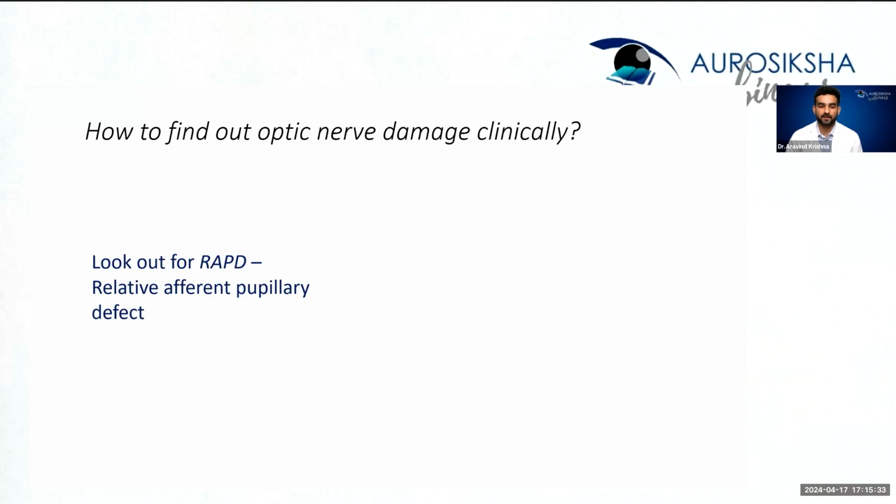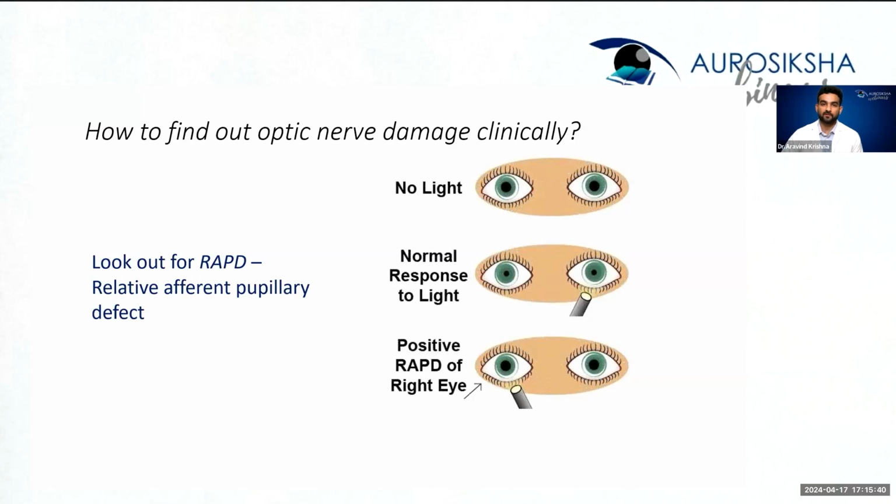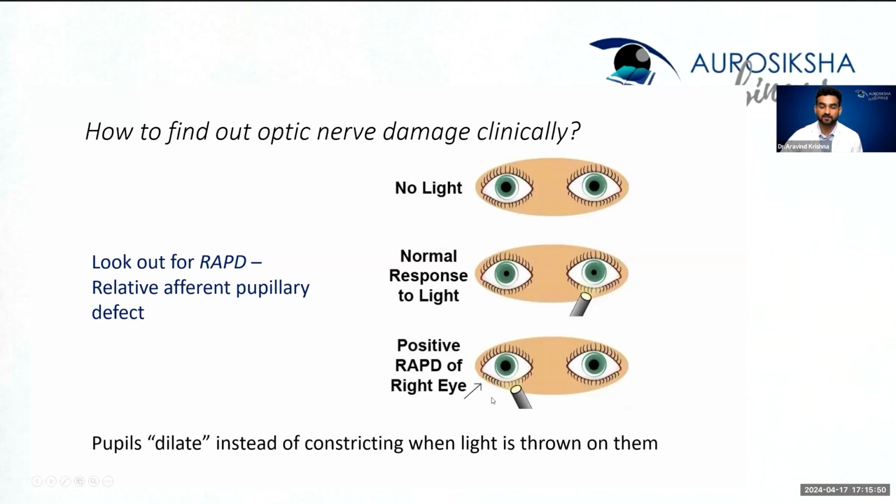What is RAPD? RAPD is a relative afferent pupillary defect. So normally when you shine a torch on a pupil, the pupil should constrict. But what happens when there's an optic nerve damage? Instead of constricting, the pupil dilates. So that should point out, you should suspect an optic nerve damage, and you should immediately refer to a neuro-ophthalmologist.